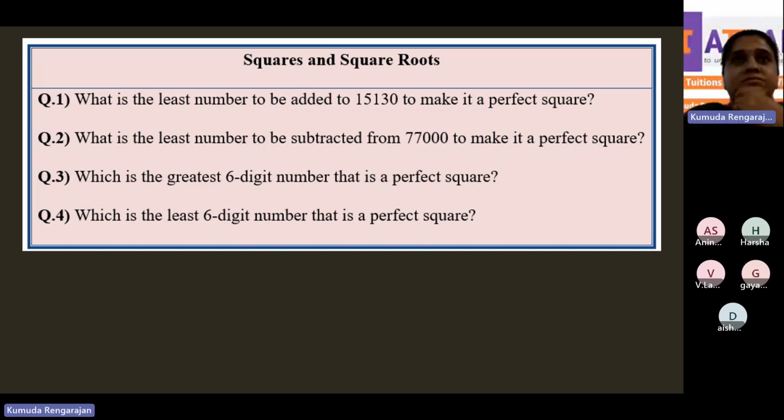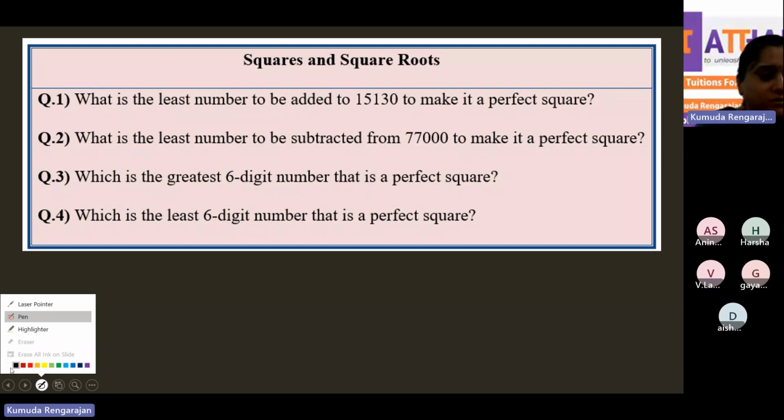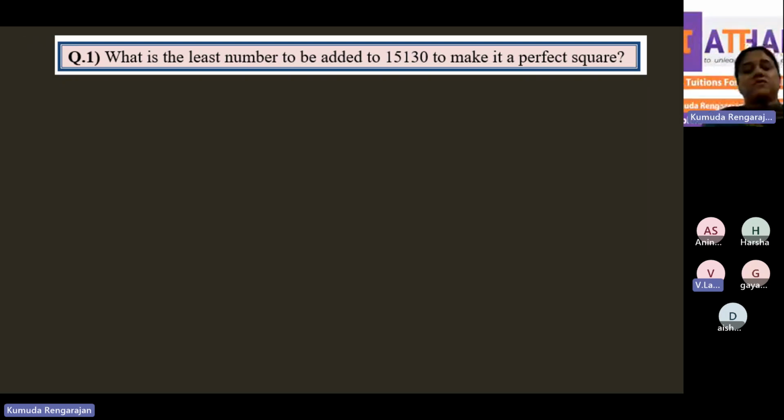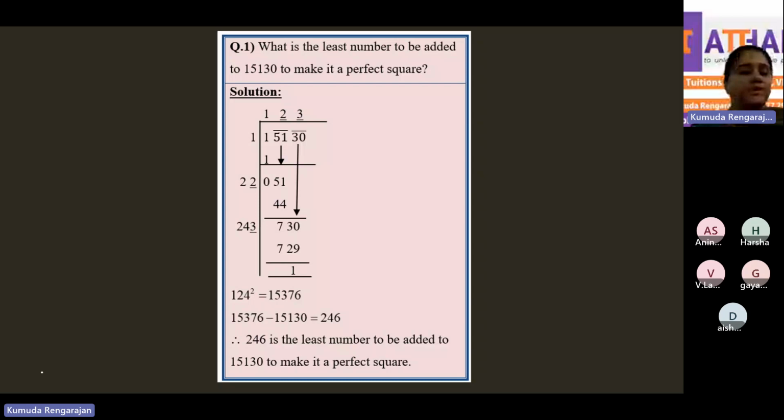Completed, online students? Ma'am, I got the remainder as one. What's your remainder? One. And what's your quotient? 123. Let me check. Perfect. 123 is the quotient and 1 is the remainder.